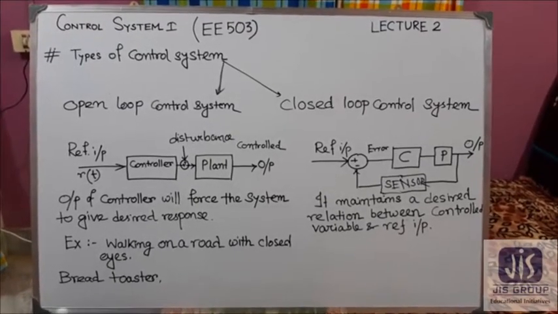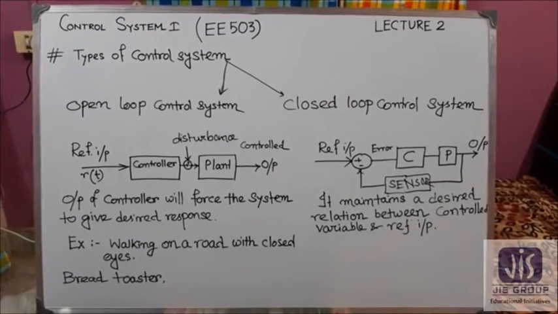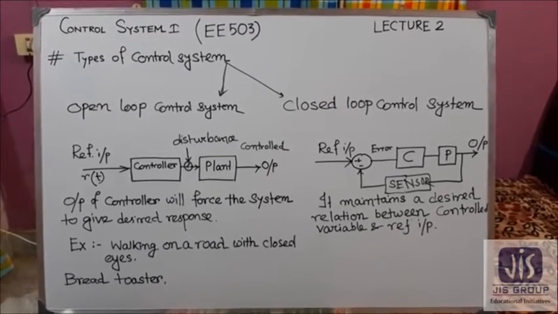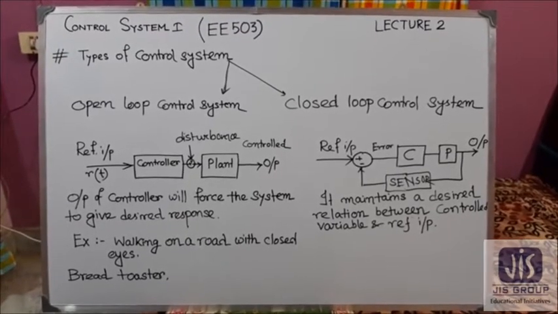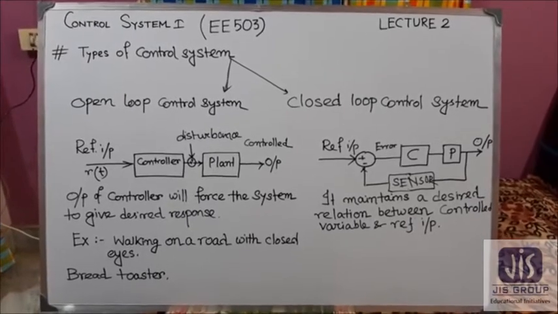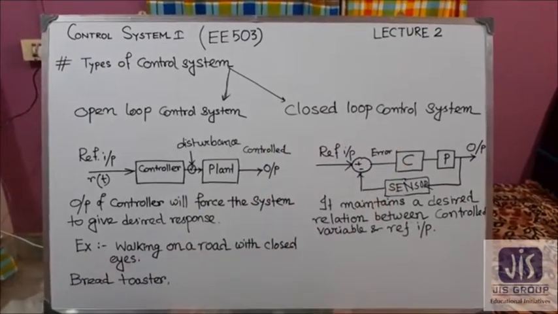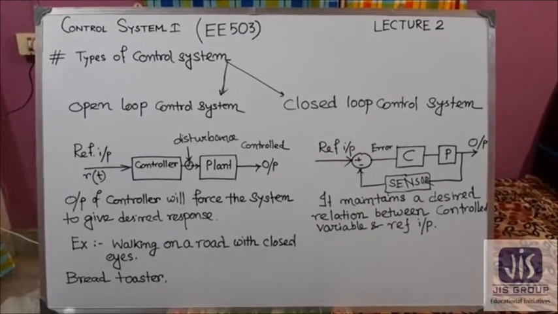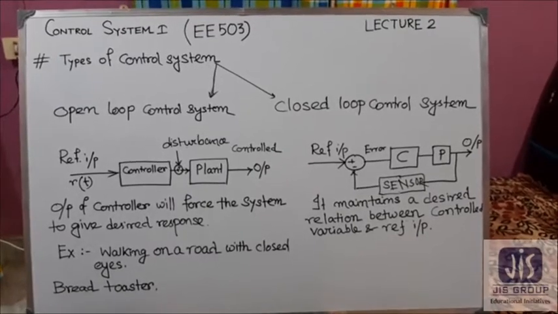And the next one, the performance highly depends on the properties of the system, which may vary with respect to time. So this is the basic open loop control system, and the next part is the closed loop control system. In general, in most cases we use the closed loop control system.